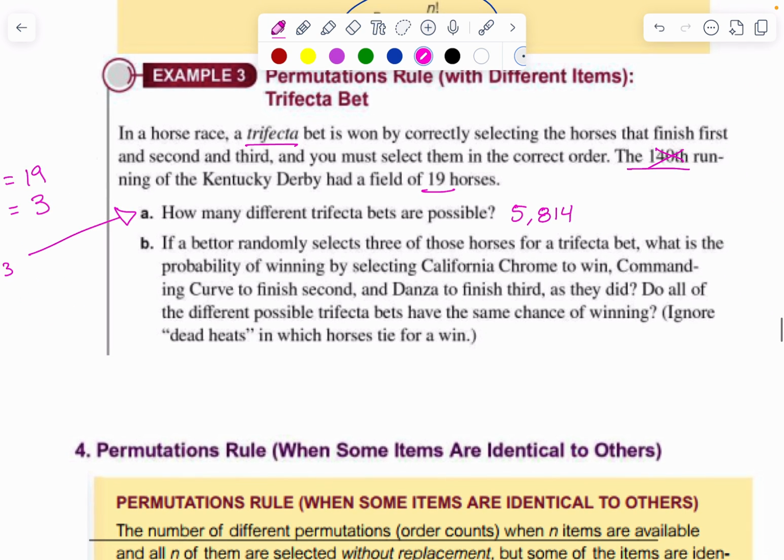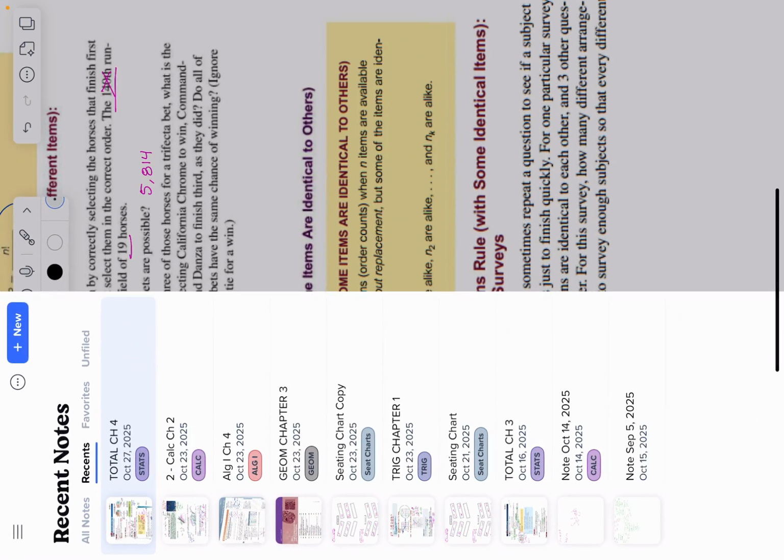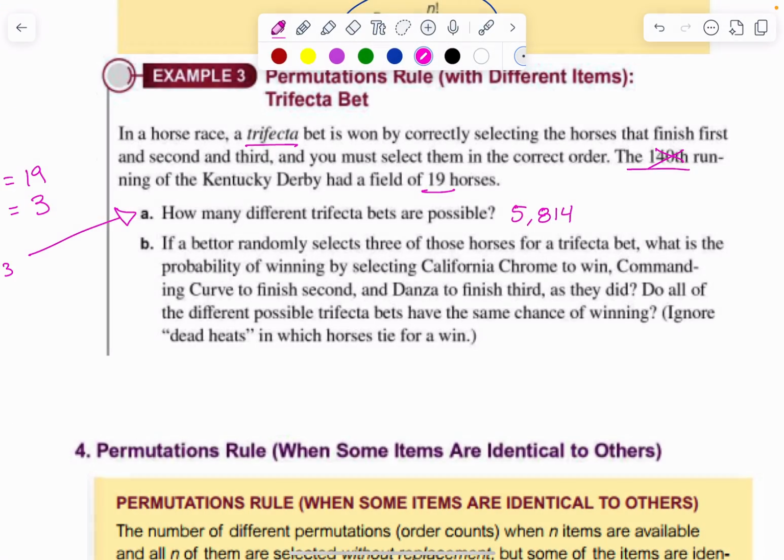Okay, that's not as big as I thought it was going to be. I'm still trying to figure out how to do nPr. Okay, you hit 19, and then go to math, go over to PRB, go down to nPr. Hit enter, and then hit 3 after it. So I have 19 nPr 3. Anybody else not figure out how to do that on your calculator? 19 nPr 3. 5814.